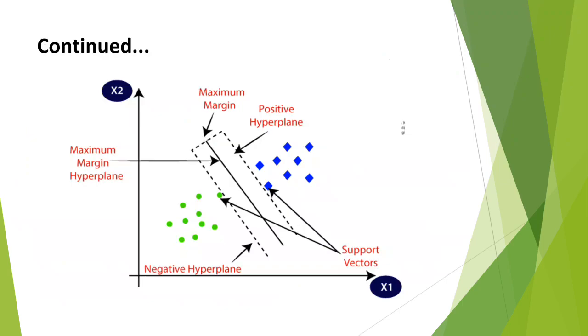This best decision boundary is called hyperplane. SVM chooses the extreme points or vectors that help in creating the hyperplane. These extreme cases are called support vectors, and hence the algorithm is termed as support vector machine. Consider the below diagram in which there are two different categories that are classified using a decision boundary or hyperplane.